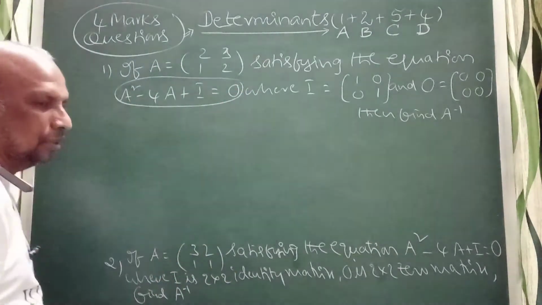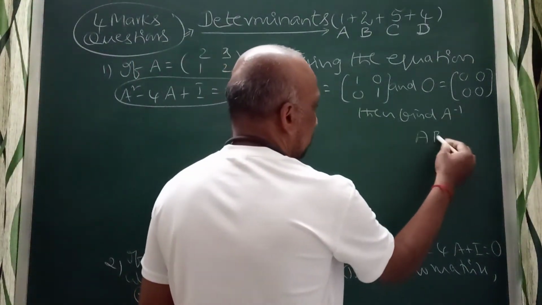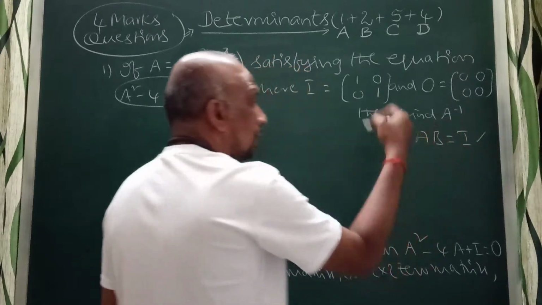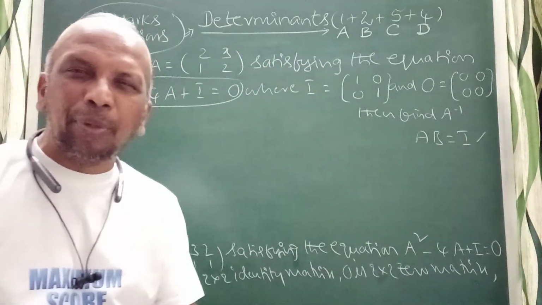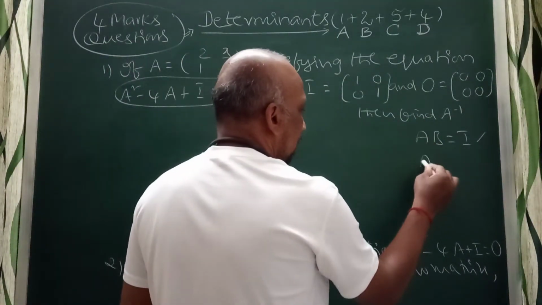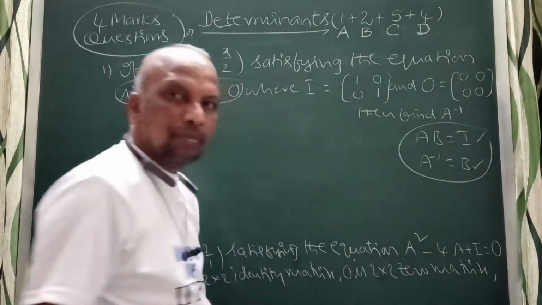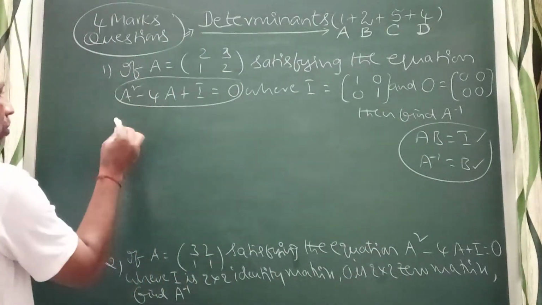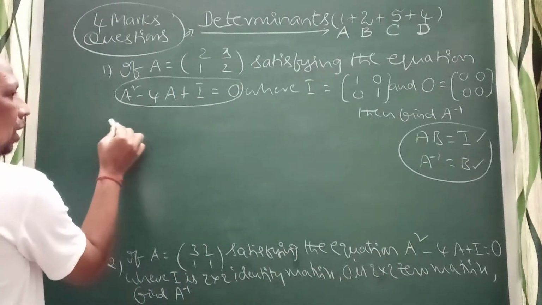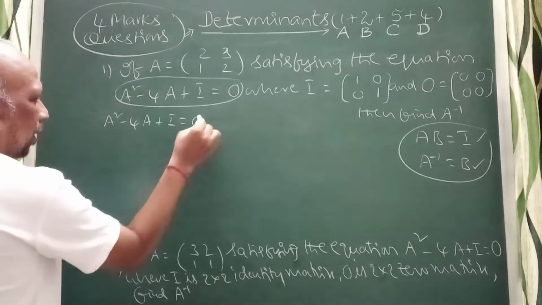From this equation, when they are talking about inverse, remember if AB is equal to I, one is the inverse of the other, right? Whenever AB is equal to the identity matrix, one is the inverse of the other. From here I can write A inverse is equal to B. Just remember this definition. Then from this equation I can write A square minus 4A plus I equal to 0 matrix.